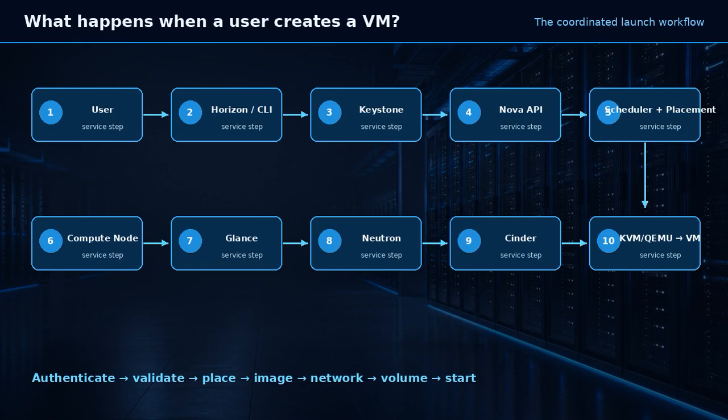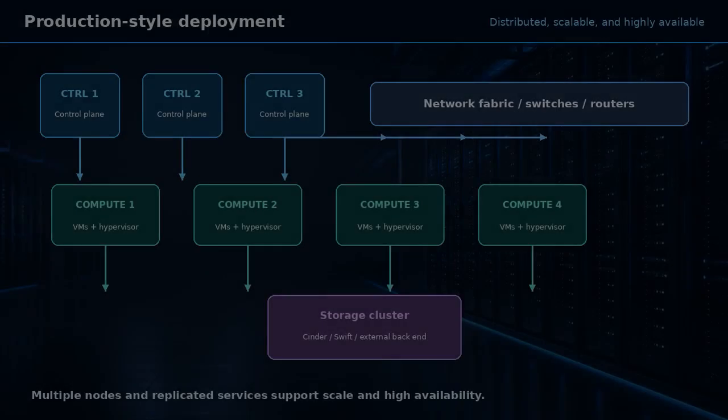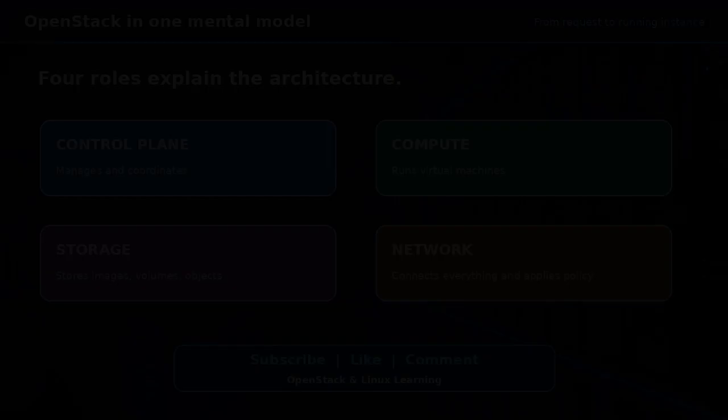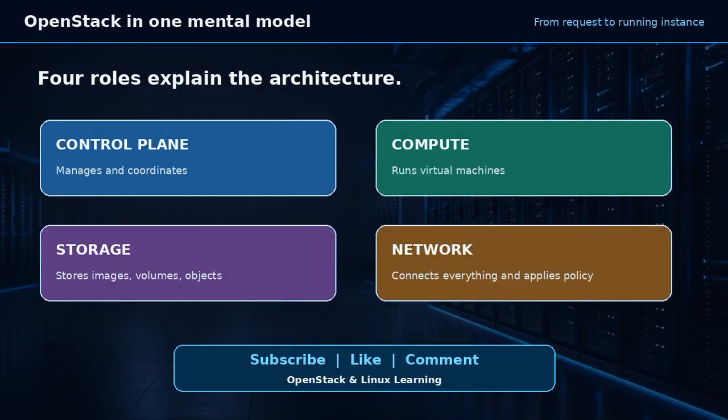Remember the four-part mental model. The control plane manages and coordinates. Compute nodes run virtual machines. Storage services provide images, volumes, and objects. Networking connects everything and applies policy. When a user creates a virtual machine, OpenStack turns one request into a coordinated workflow across identity, scheduling, compute, image, network, and storage services.